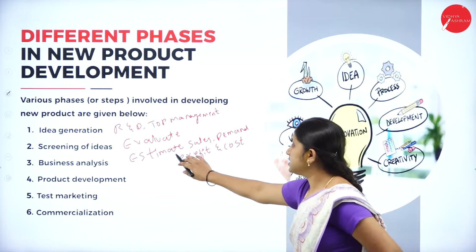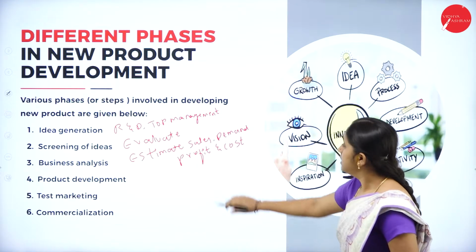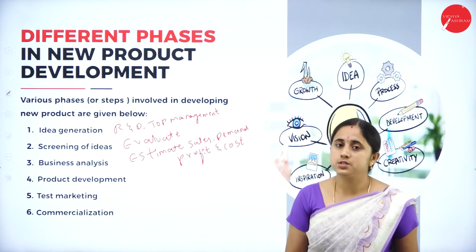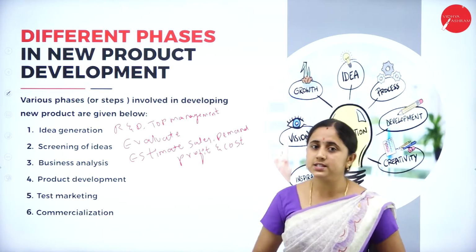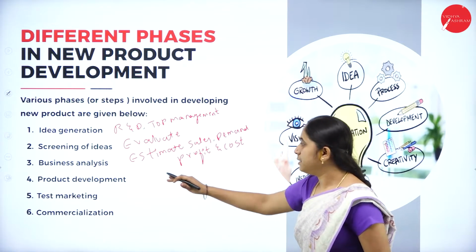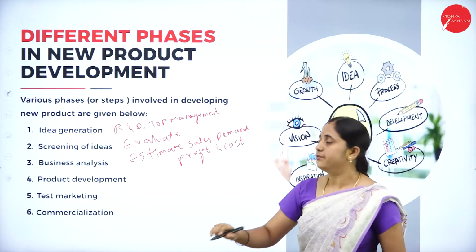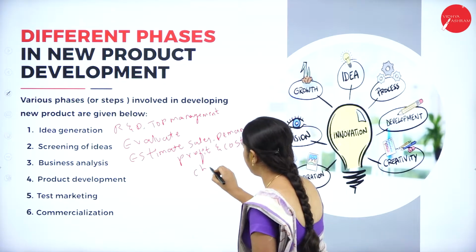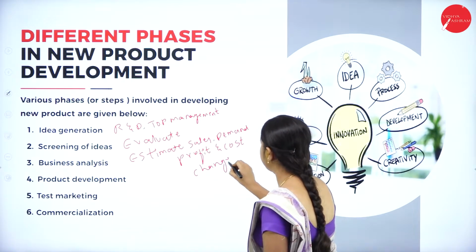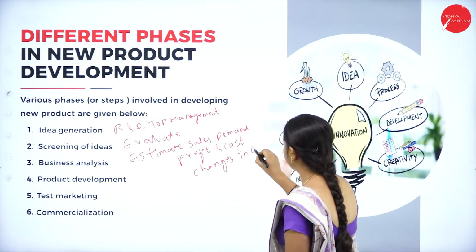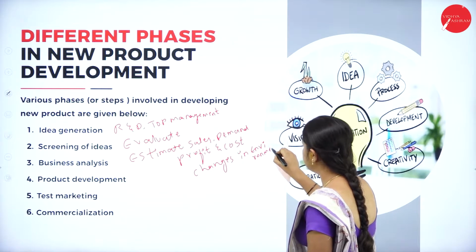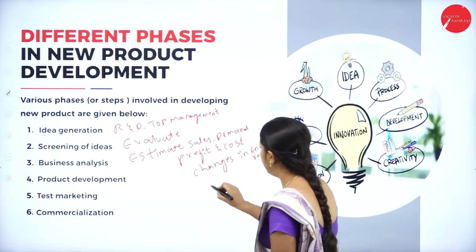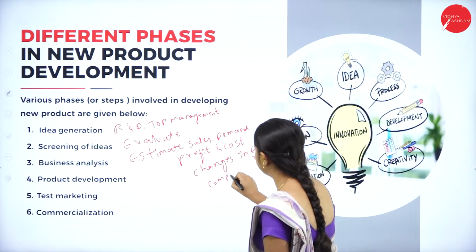So you are going to estimate the sales as well as demand, then profit and cost of the production, then changes in market as well as environment. In this step, you are going to analyze all these factors like changes in environment and competitors.